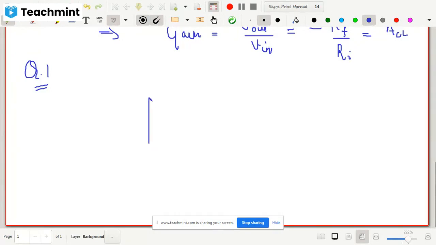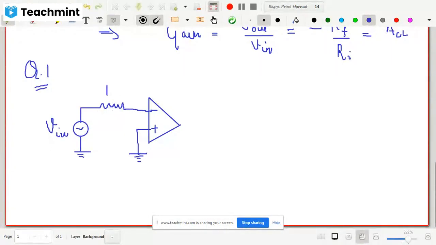I'm just drawing the circuit here. Negative and positive, inverting and non-inverting. So non-inverting is grounded, and we give some input to the inverting through this resistance Ri. Okay, and let us say this is our input voltage which we are giving. I will call this voltage V in, and let us call this resistance Ri, and of course we will have the feedback here. Let me quickly try to draw this. Yes, okay, RF, then I will have here V out.